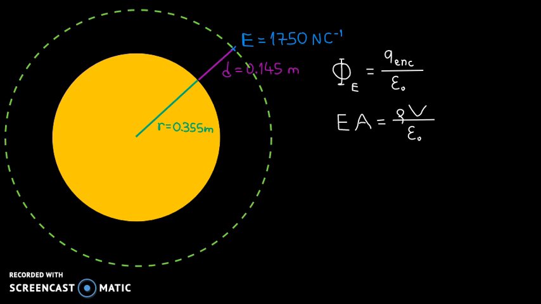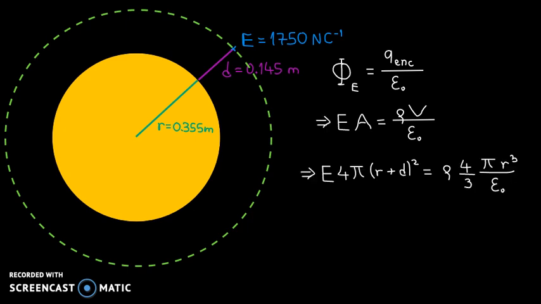By convention, volume charge density is represented by the Greek letter rho, which is what I have here in the equation. Now again, the area on the left-hand side is the surface area of the Gaussian sphere, and the volume on the right-hand side is the volume of the insulating sphere. The area of a spherical surface is equal to 4 pi radius squared, and the volume of a sphere is equal to 4 over 3 pi radius cubed.